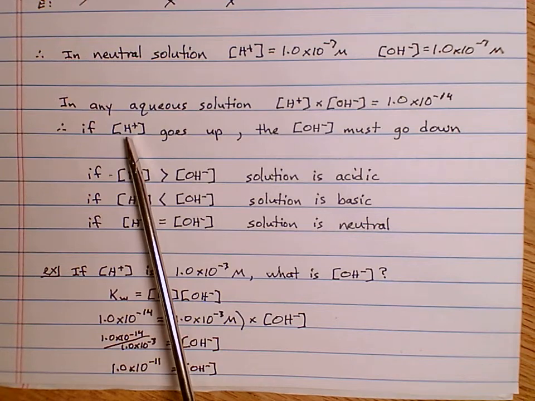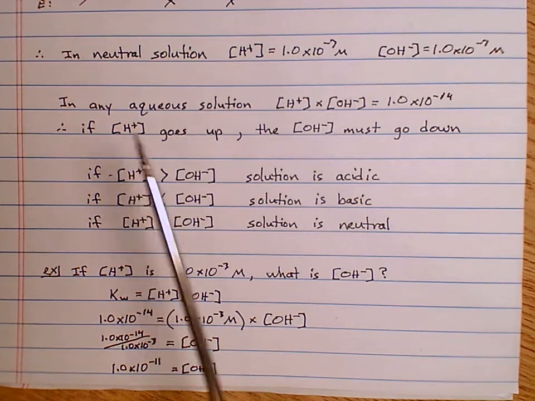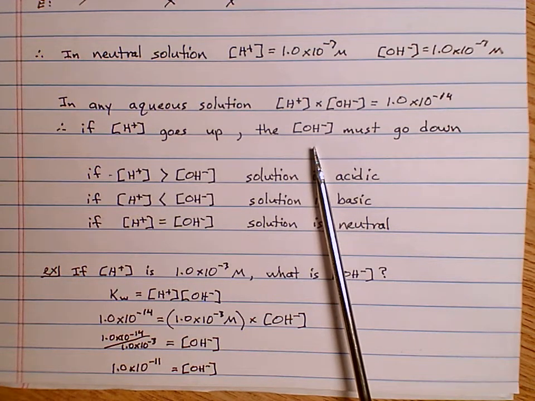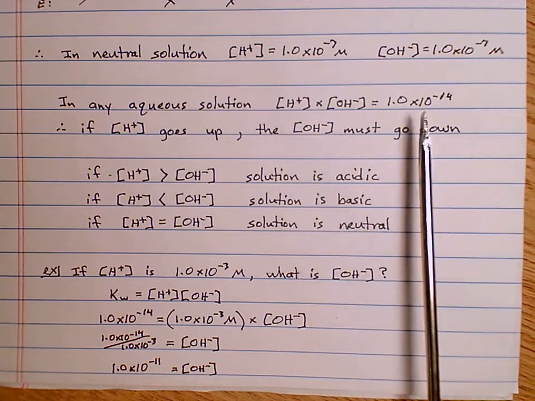So if you add an acid, that means you've added a proton donor. The concentration of H+ goes up. The concentration of OH- must go down, must become smaller to maintain this equilibrium constant, this Kw.